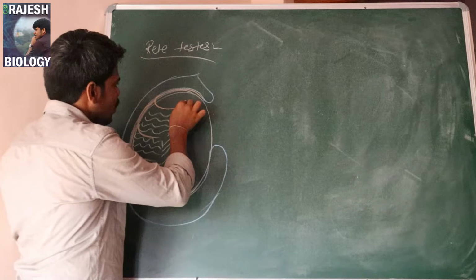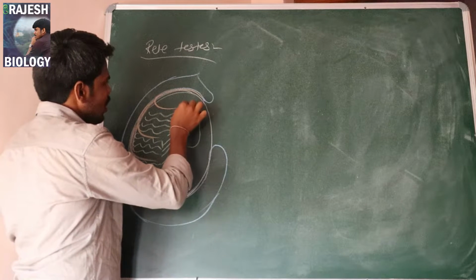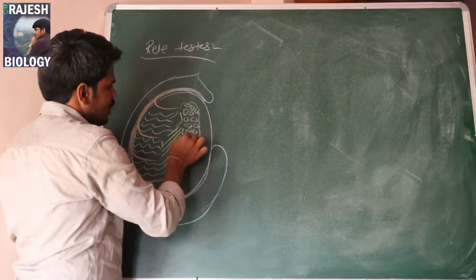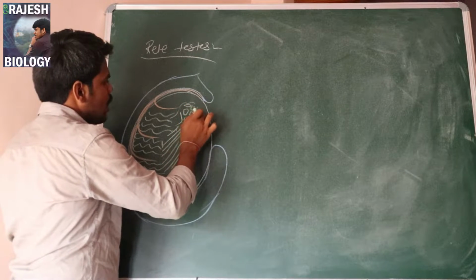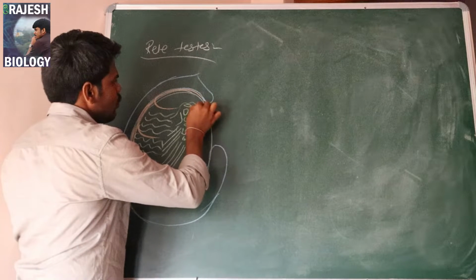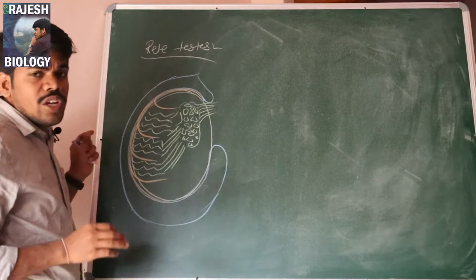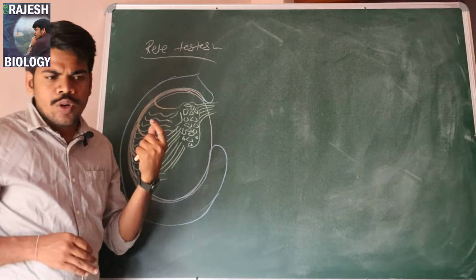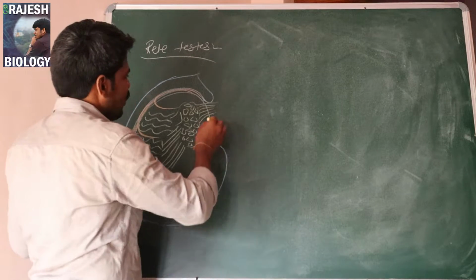A network of capillaries. This network is called what? Rete testis. Rete testis opens out as vasa efferentia. Rete testis opens into the epididymis. It opens into what? Epididymis. Now, first we will discuss about the epididymis.